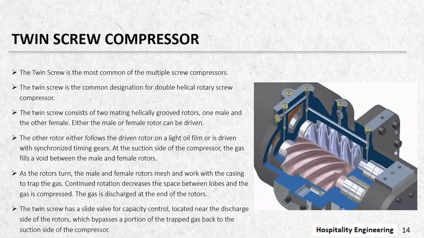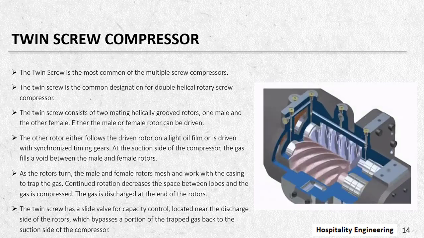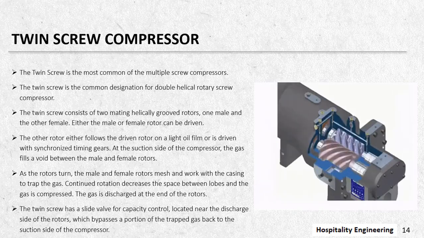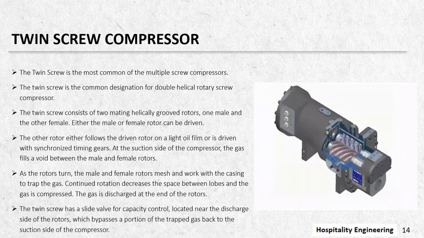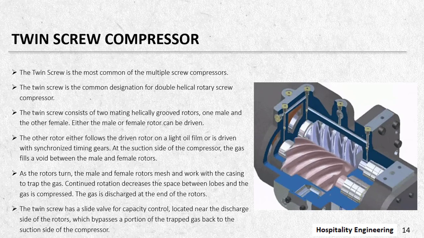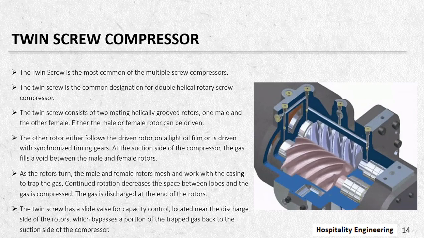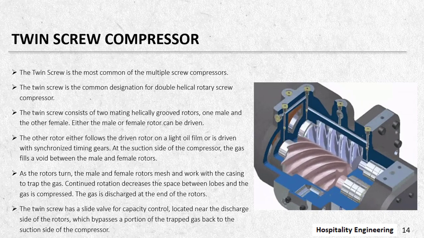Twin screw compressor. The twin screw is the most common type of multiple screw compressor. The twin screw is the common designation for double helical rotary screw compressor. The twin screw consists of two matching helically grooved rotors, one male and the other female. Either the male or female rotor can be driven. The other rotor either follows the driven rotor on a light oil film or is driven with synchronized timing gears.